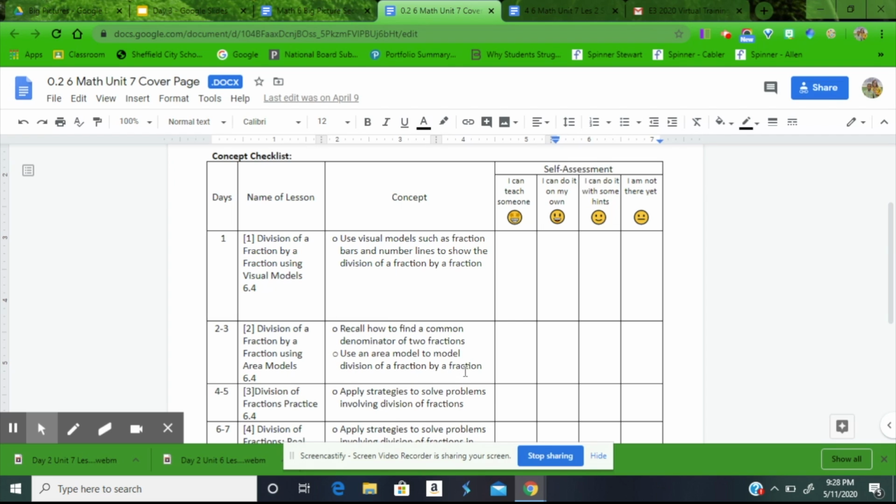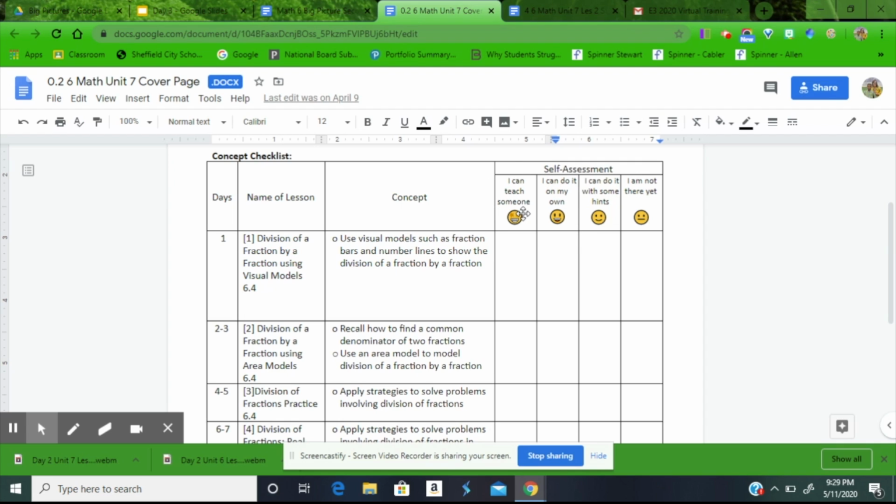Here you have your kid-friendly I can statements. I can recall how to find a common denominator of 2 fractions, and I can use an area model to model division of a fraction by a fraction.